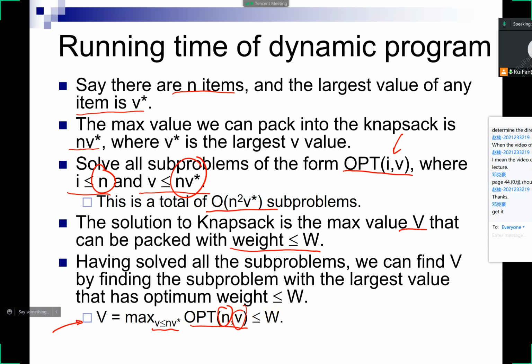For example, if V here is, let's say, 100, and the opt is less than W, then that means you can get a value of 100 while satisfying the weight constraint. Then you check the next higher V. Maybe you check 101, and if you can still achieve it subject to the weight constraint, then your V is now 101, and then you go to 102 and so on.